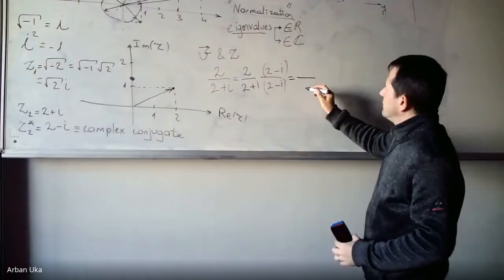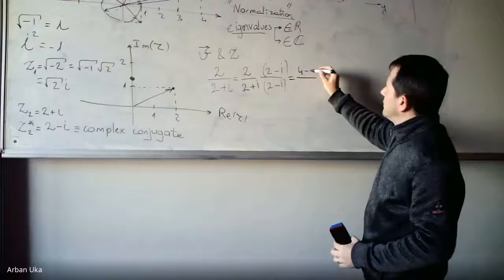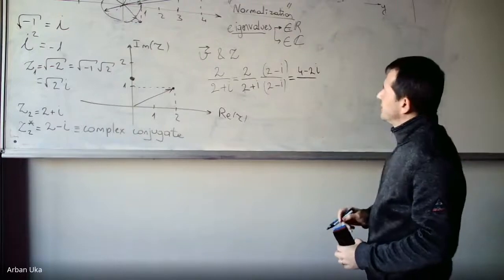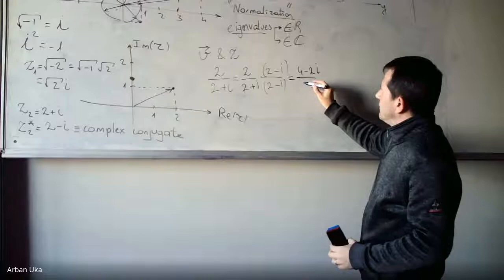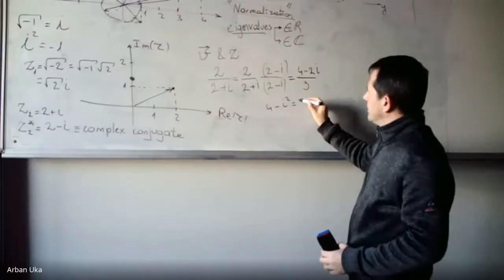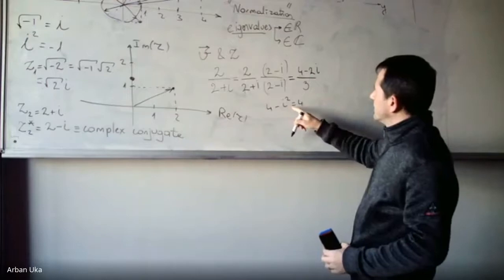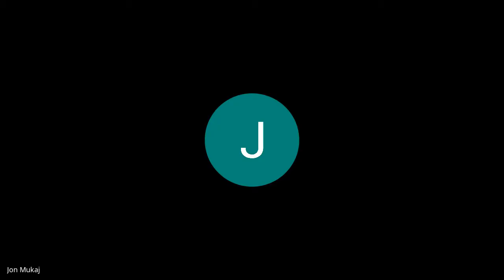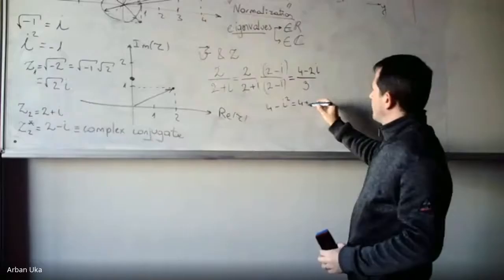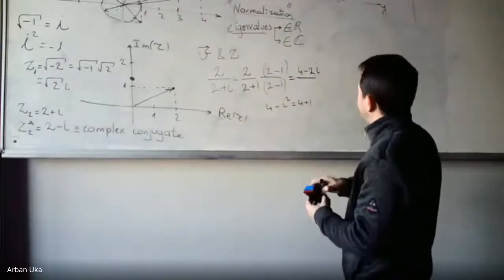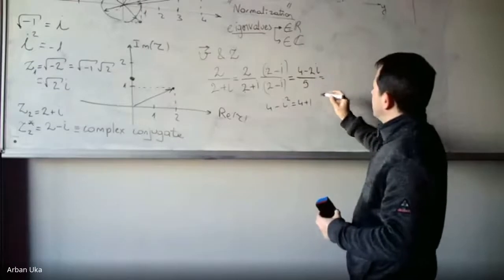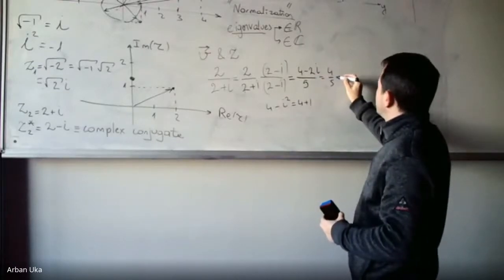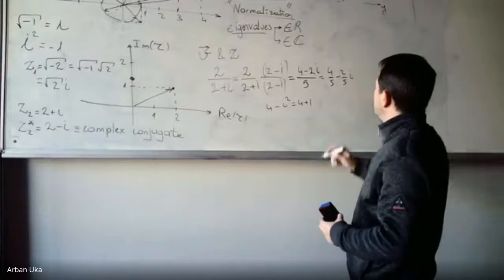It's 4 minus 2I, divided by 4 plus I square. 4 minus 4 minus 1, that makes 3. Am I correct here? I think no, because minus minus is plus. Yes. Which makes this 4 over 5 minus 2 over 5 times I, okay?